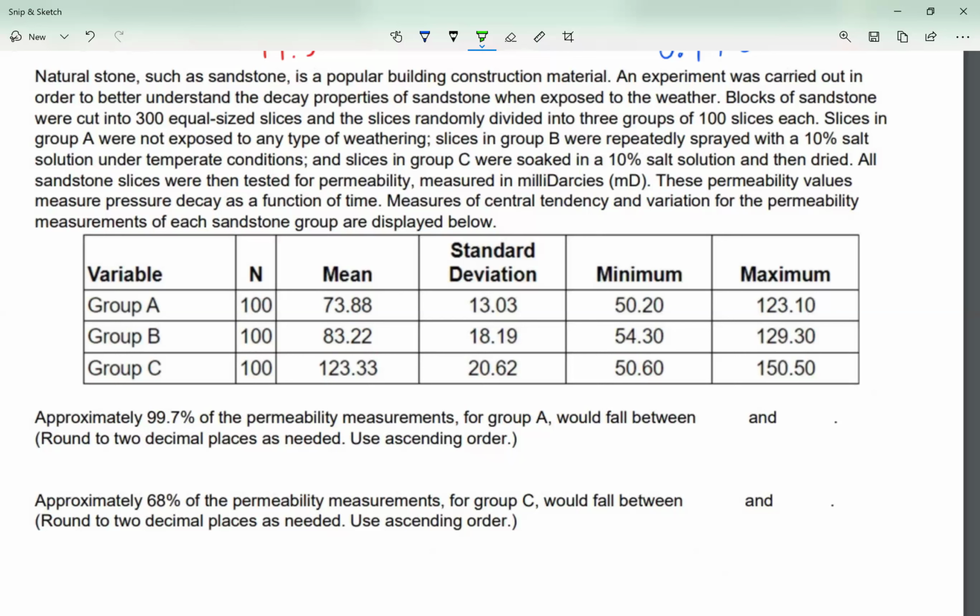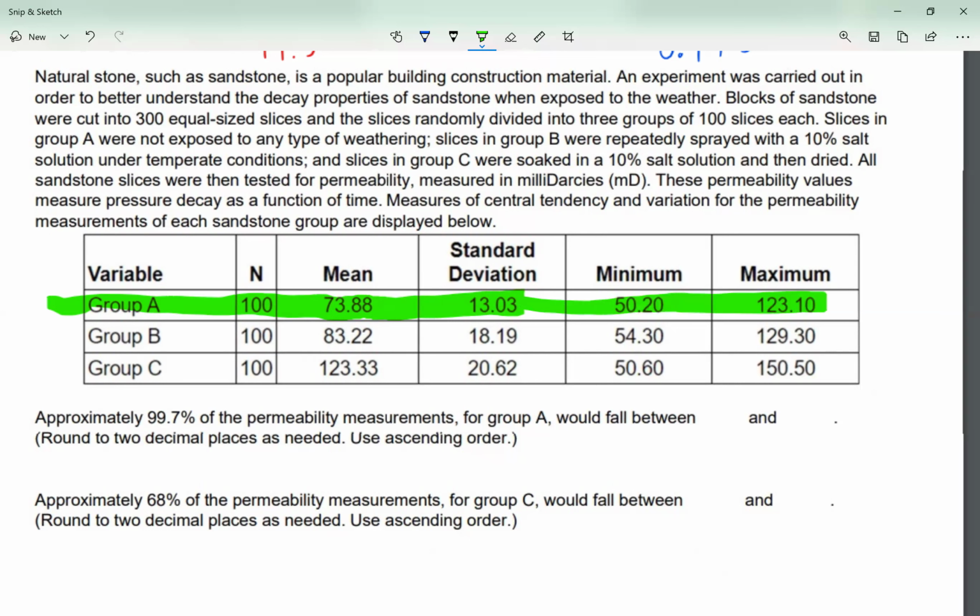Now, these permeability values measure pressure decay as a function of time. Measures of central tendency and variation of the permeability measurements for each sandstone group are displayed below. Okay, so group A, there's 100 of them. The mean is 73.88, standard deviation 13.03, and the minimum and the maximum values.